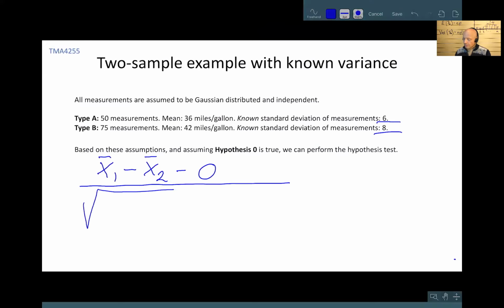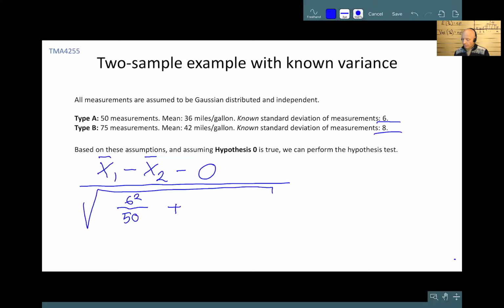So in this case, what is the variance? Well, we first take the variance of the sample 1. That's 6 squared here because we assume there was a standard deviation of 6. And we had 50 measurements. So we divide by n1.